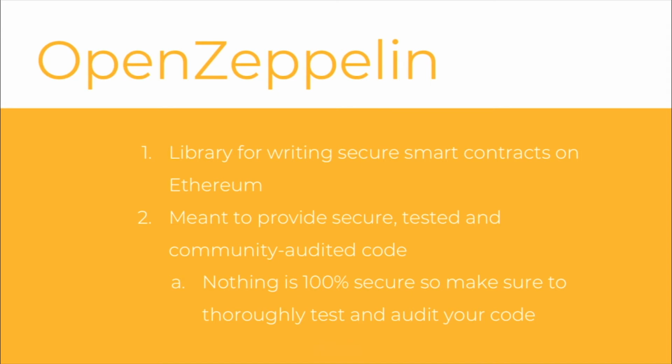OpenZeppelin is a library for writing secure smart contracts. It's been well tested by the community, but nothing is 100% safe, right? So make sure to also thoroughly test and audit your own code. I always reuse OpenZeppelin smart contracts when I can.